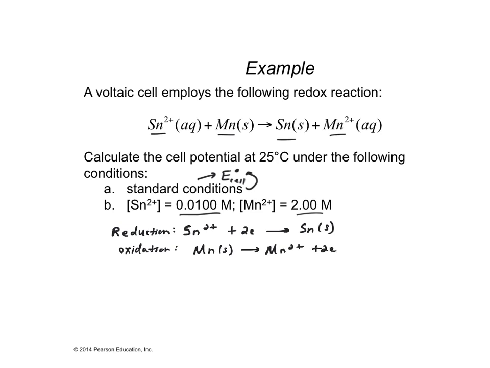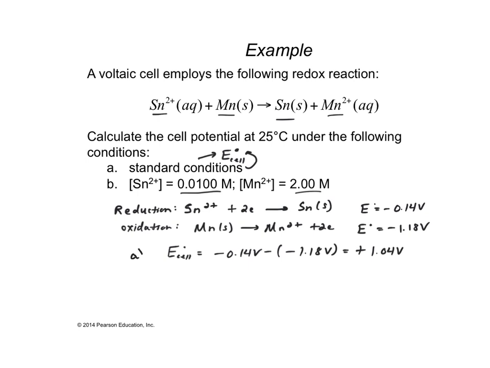So same exact thing. We go to our little tabulated list. We find that Sn has a reduction potential equal to minus 0.14 volts, and manganese has a reduction potential equal to minus 1.18 volts. So we plug that into our normal little cell potential equation. So potential of the cathode, which is minus 0.14 volts, minus a minus 1.18 volts gives me an overall positive 1.04 volts. Okay, so that's A, standard state.